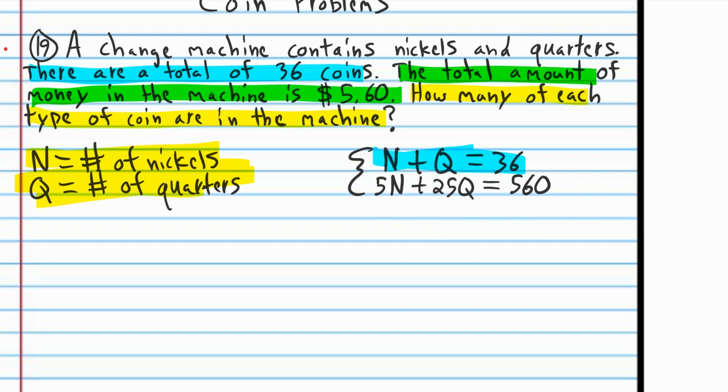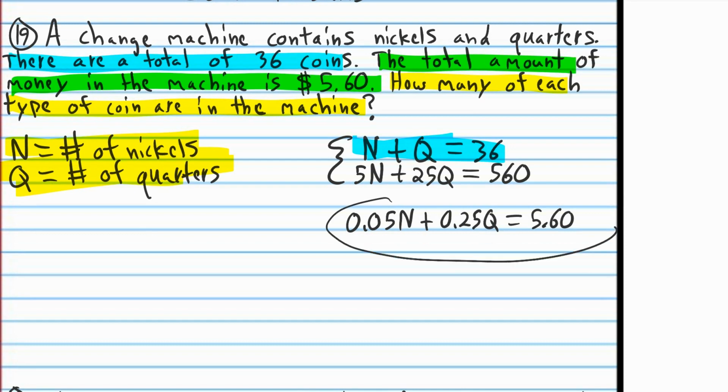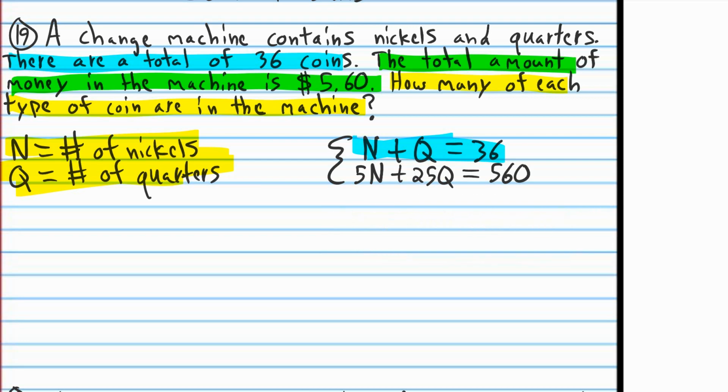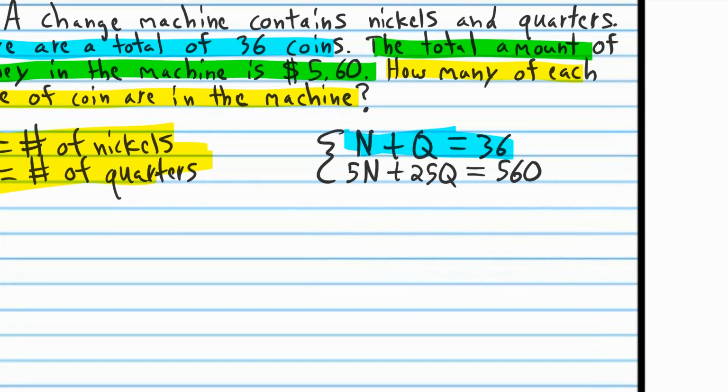Now you could do it in terms of dollars, but then you would write 0.05N plus 0.25Q equals 5.60. If you wanted to write in units of dollars, that's what your equation would look like. But students really don't like to use decimals if they don't have to, so we're not going to do it that way. Now, why did the 5.60 turn into 560?